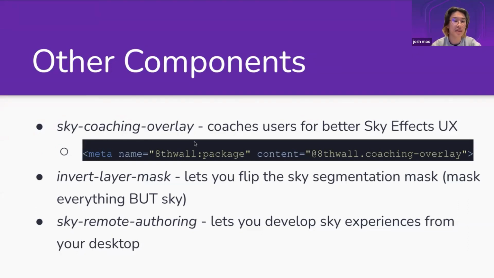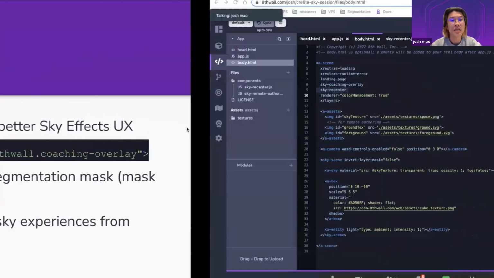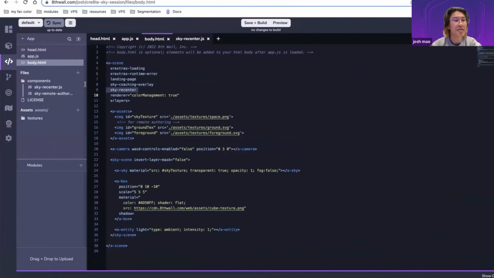The Sky coaching overlay is similar to our VPS coaching overlay and our absolute scale coaching overlay, if you've seen them. Basically a UI animation on the screen that helps users navigate towards the sky. It kind of shows a person pointing their phone up towards the sky. Really helpful to direct your users on what to do.